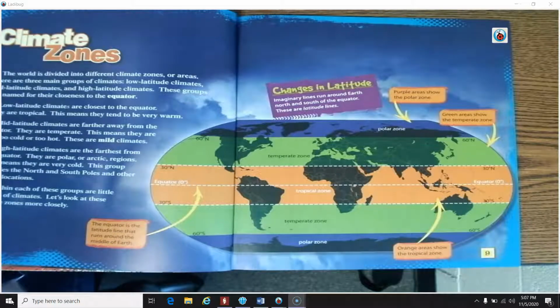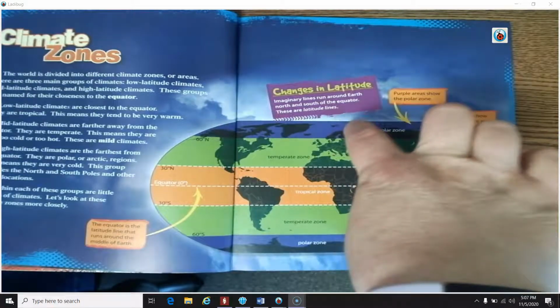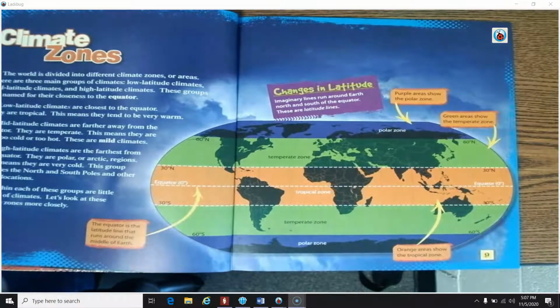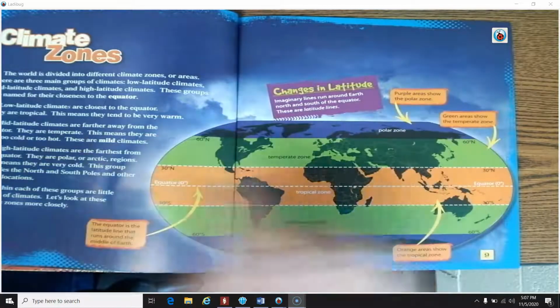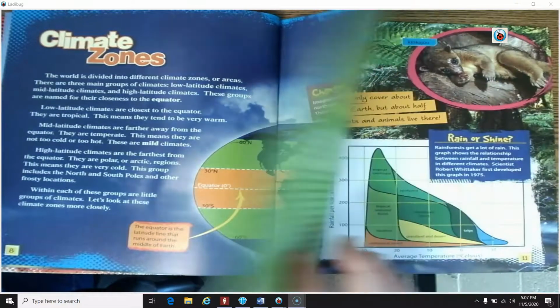These are mild climates. And then last, we have the high-latitude climates, which are the furthest away from the equator, these purples. I don't know if you can see that. They are polar or Arctic regions. This means they are very cold. This group includes the North and South Poles and other frosty locations. Within each of these groups are little groups of climates. Let's look at these climate zones more closely. So I'm just going to scan through these for you, and we're also going to learn more about why it's colder in different parts of the Earth in just a few weeks when we start learning about the moon.